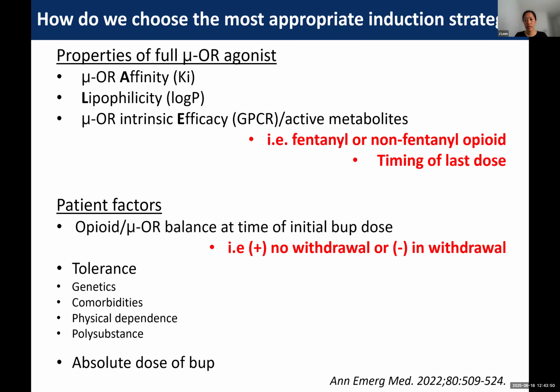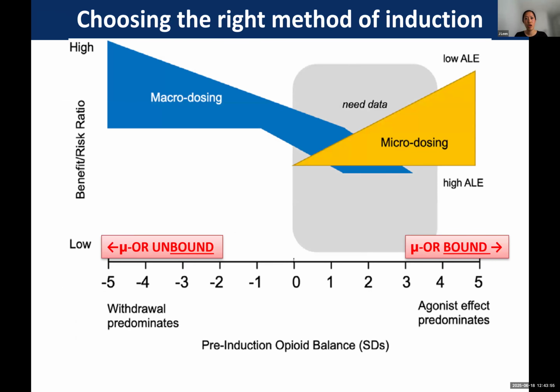So this group in 2022 published this figure summarizing when it is clear to use either strategy. On the x-axis, they reported an opioid balance for patients, so the pre-induction opioid balance. It can either be negative, where you have mu opioid receptors that are primarily unbound, or a clinical picture of withdrawal.